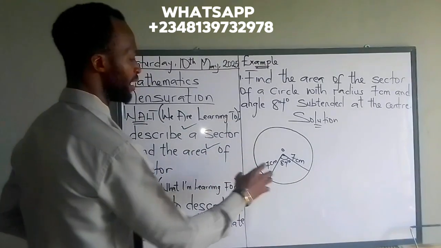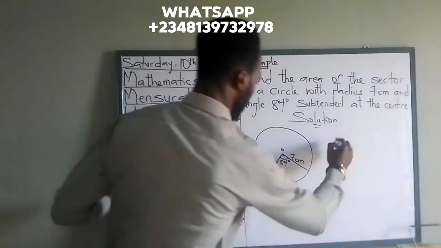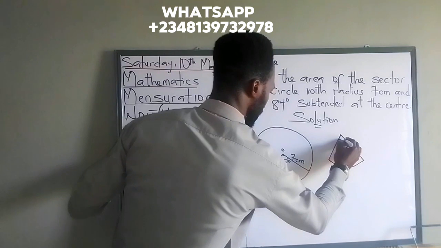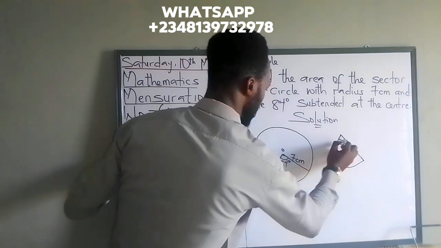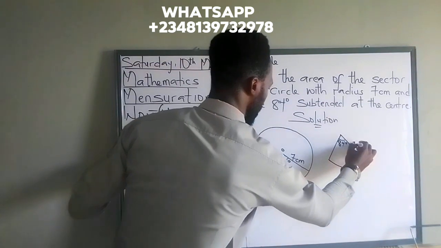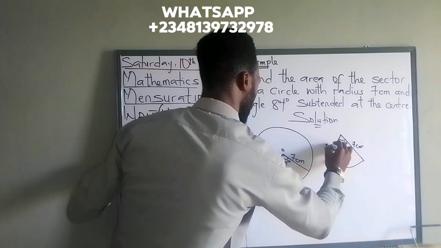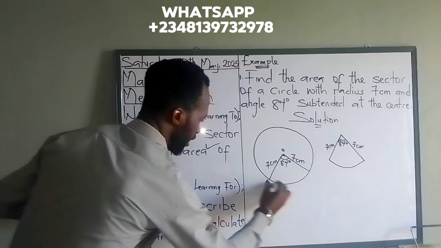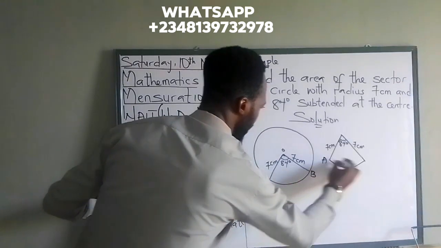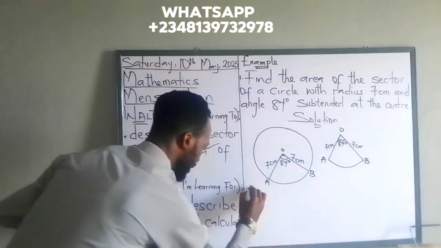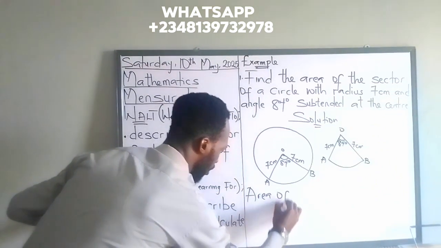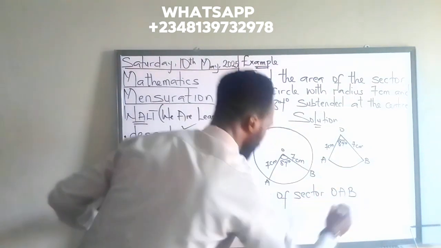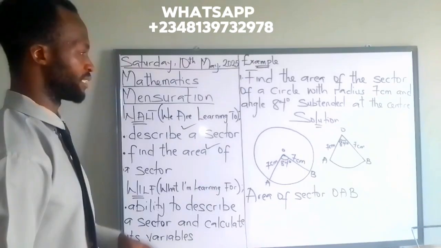If we bring out this sector, we're going to have a figure like this. This is the sector with theta, which is 84 degrees, and 7 centimeters as radius. You can as well label it. You can label A and B for the arc, AB. So the area of sector OAB. It's not always OPQ, so you can label it as you want.